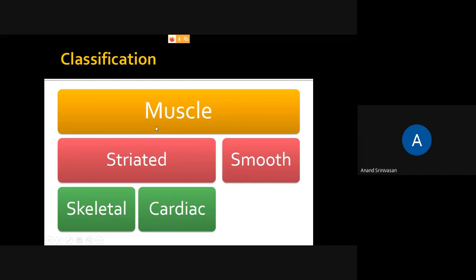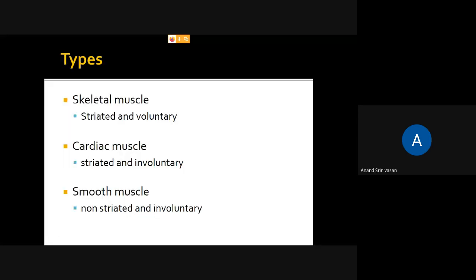based on how it looks under the microscope. So it is divided into striated and smooth. Striated means you can see lines, and smooth is where there are no lines. The striated muscle is again divided into skeletal and cardiac muscle. So now we will be seeing the three muscles.